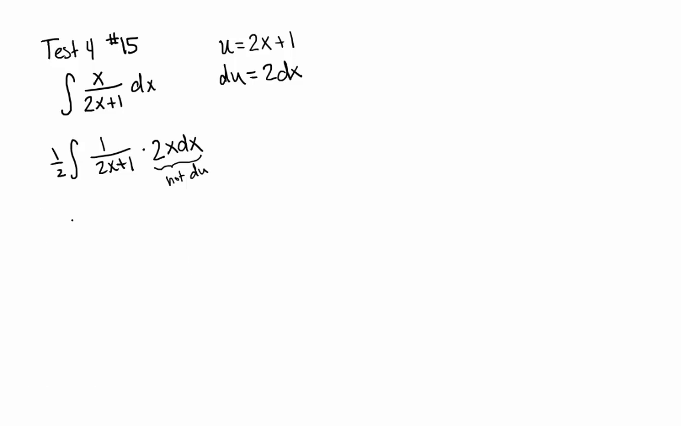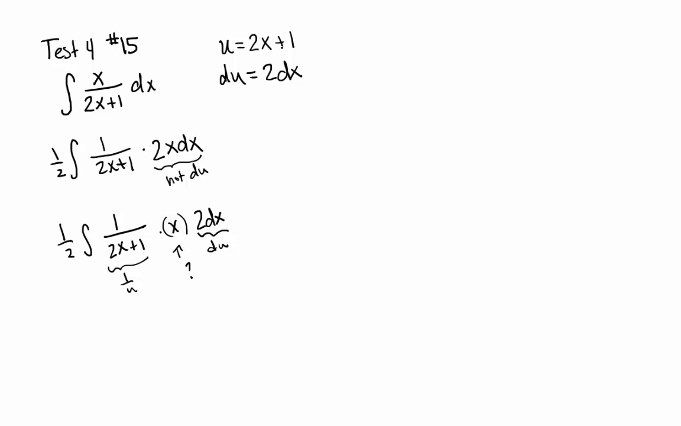So what do I have to do? Well, I'm going to think of this as 1 over 2x plus 1 times, I'm going to have the 2dx, but I'm going to have to figure out a substitution for x separately. This will be my du. This part will be 1 over u. Now I need to figure out what x is. And how do I do that?